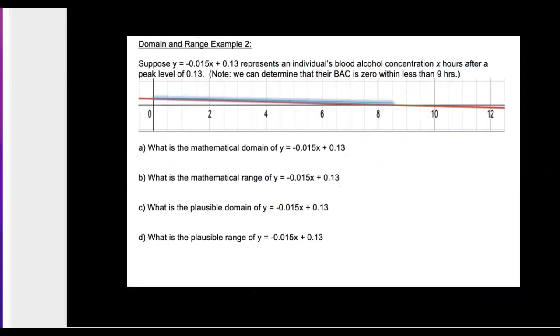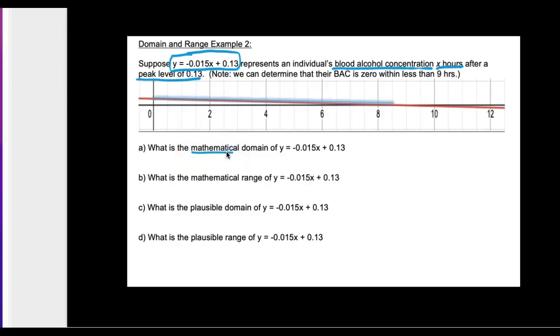In this example, we're looking at this equation right here, and it represents an individual's blood alcohol concentration x hours after a peak level of 0.13. So what that means is, let's say a person has a blood alcohol level of 0.13. They drank alcohol, and then as time goes by, that blood alcohol level is going to go down because the alcohol is going to leave their system. So this equation models what that blood alcohol content looks like after so many hours of time going by.